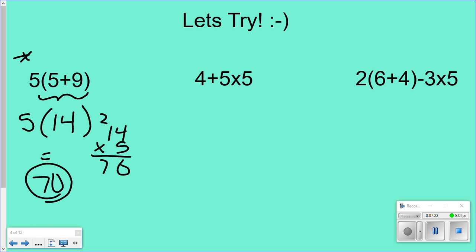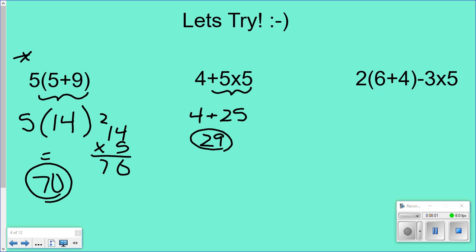All right, let's go to the next one. 4 plus 5 times 5. According to Please Excuse My Dear Aunt Sally, what do I have to do first? Aiden? 5 times 5, because multiplication comes the step before addition. So I'm going to do this first. 5 times 5, 25. Then I bring the rest down that I did not use yet, and all I have left is addition. 4 plus 25, 29. Good.